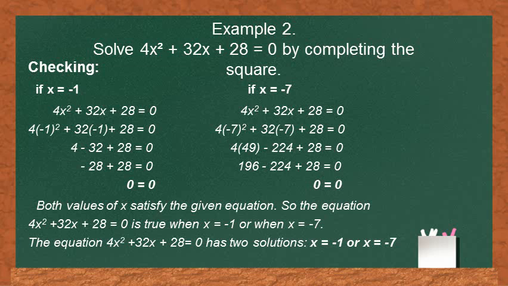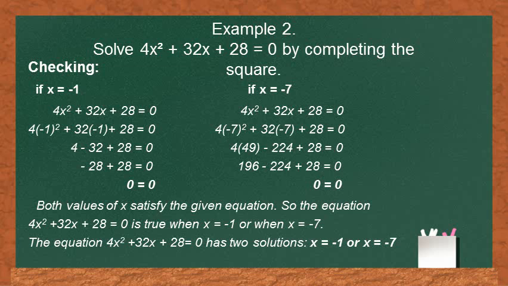And another root, if x is equal to negative 7, again, from the original equation, we will substitute negative 7. So 4x squared plus 32x plus 28 is equal to 0. So we have 4 times negative 7 squared plus 32 times negative 7 plus 28 is equal to 0. So 4 times negative 7 times negative 7, we have 49, minus 224. Where do we get that? In 32 times negative 7, plus 28 is equal to 0.